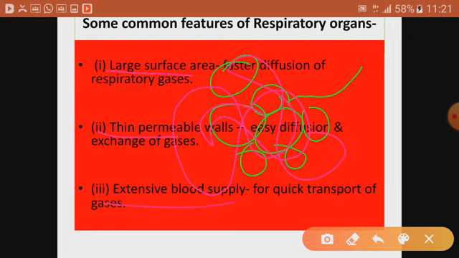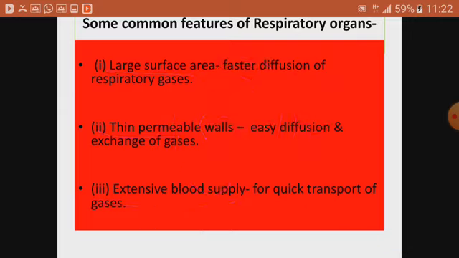So if somebody asks you what are the characteristics of a good respiratory organ or surface, they should have a large surface area, a thin membrane for easy diffusion, and they should be covered by many blood capillaries, so that the oxygen can diffuse inside the blood capillary, and from the blood the gaseous waste, that is carbon dioxide, can be taken by the blood. So why am I drawing only the alveolus? Why am I not drawing the whole respiratory system? Because the alveolus is said to be the site of exchange of gases.